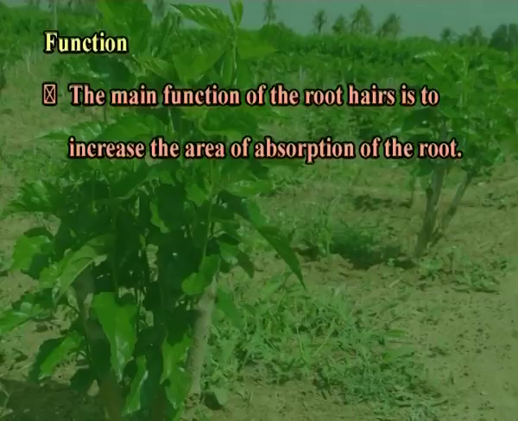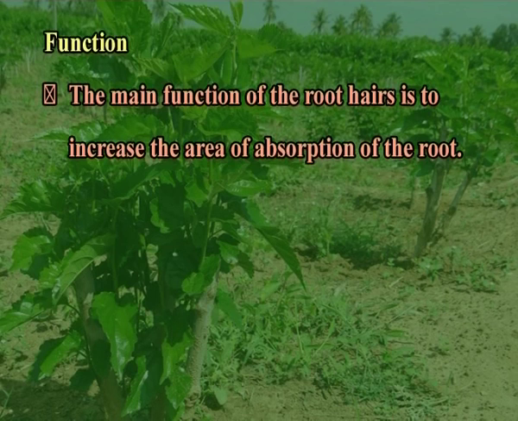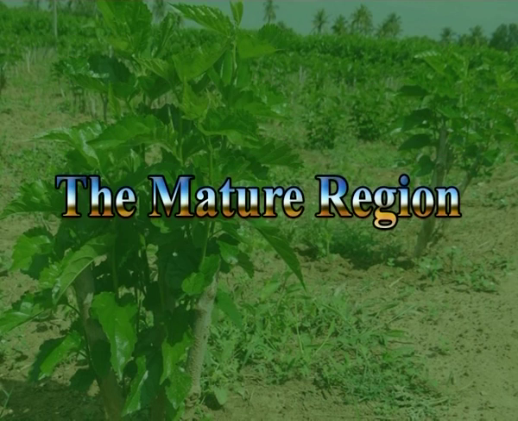A root hair consists of the following parts: a thin cell wall, a thin lining of cytoplasm which contains the nucleus, and a comparatively large vacuole containing cell sap. Function: the main function of the root hairs is to increase the area of absorption of the root. The mature region. The mature region is situated above the root hair region. Here the root becomes thicker and secondary or lateral roots are developed.